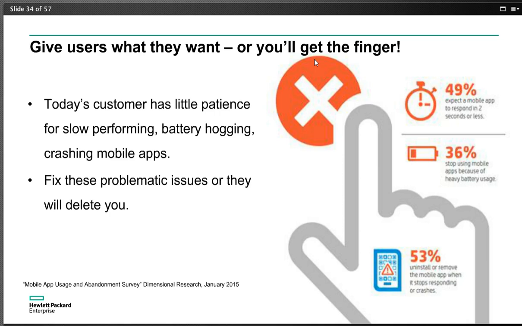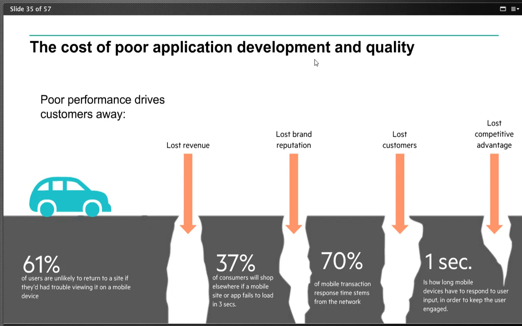You have heard Ronnie mention the potential issues that SDKs bring to both the security and performance of the mobile app. Here are some of the more recent statistics. 49% expect mobile apps to work in less than 2 seconds. 36% will stop using the app primarily because of heavy battery usage. 53% will also uninstall or remove the app if it stops responding or crashes. So really, the cost to the business is very high.